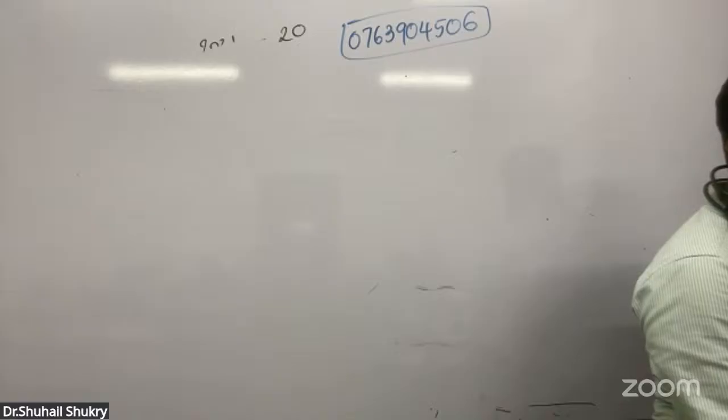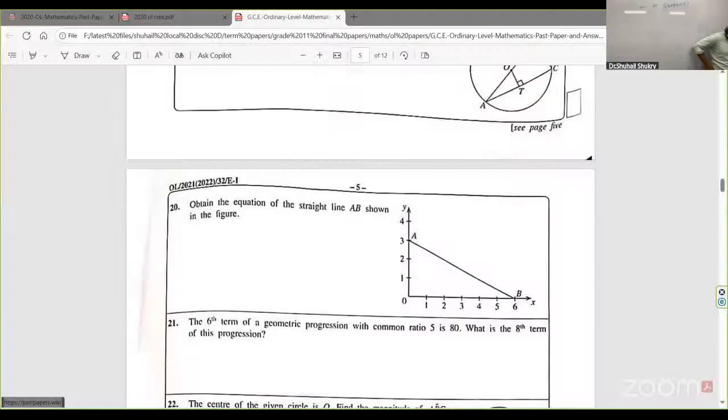Check the 21st question, guys. Now, this is the 21st. What have they asked in the 21st? The sixth term of a geometric progression with common ratio of 5 is 80. What is the eighth term of this progression? So it's related to geometric progression.